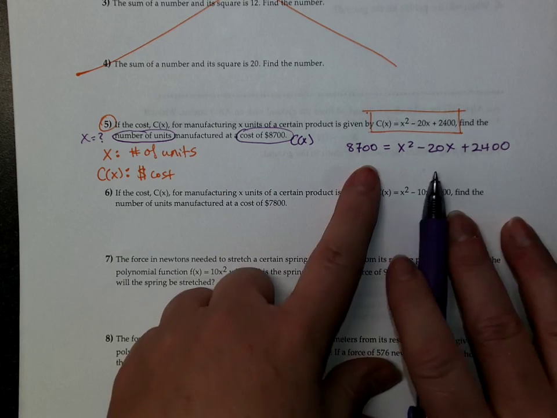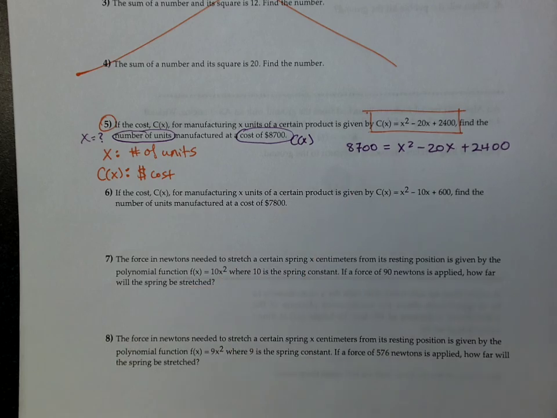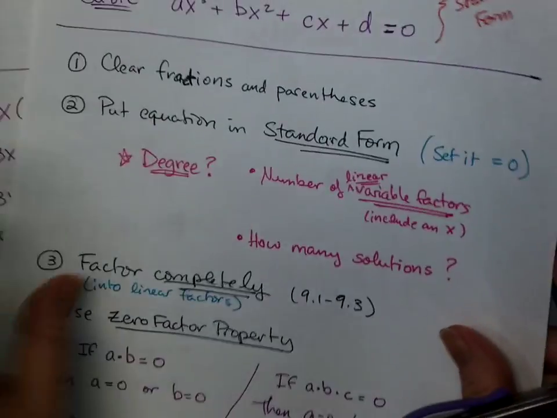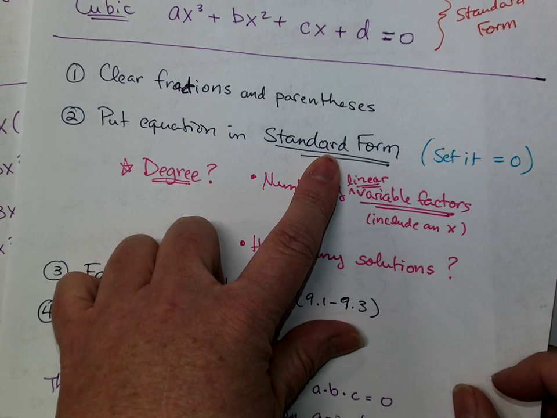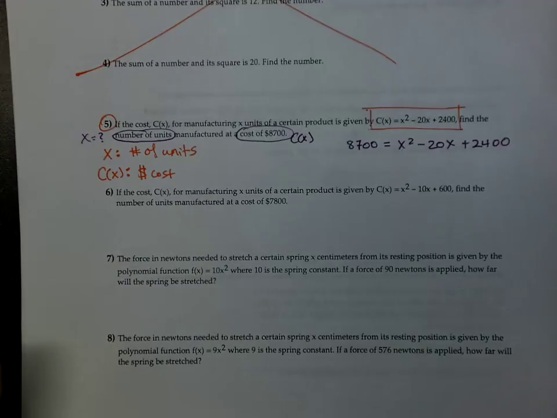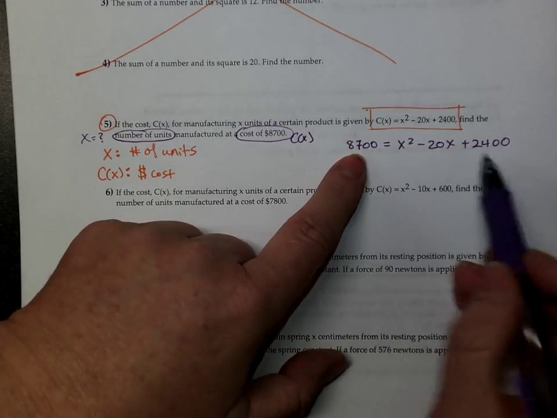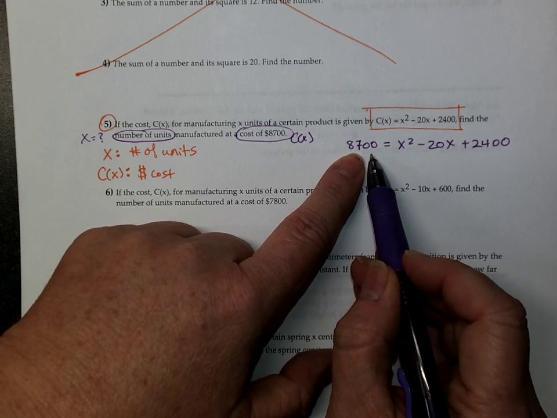Okay. Once you plug in what you know, treat this just like what we've already been doing. It follows the same set of rules. Kill any fractions or parentheses. Put it in standard form. Don't even think about factoring until it's in standard form and any like terms are cleaned up. Okay. Right, so we have to make this in standard form, so we have to subtract 8,700 from both sides.